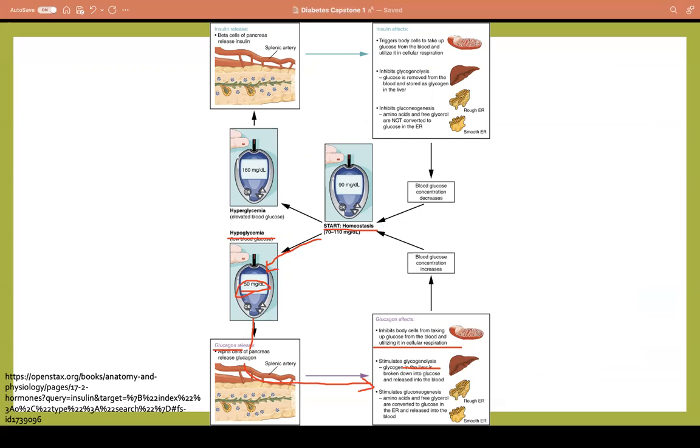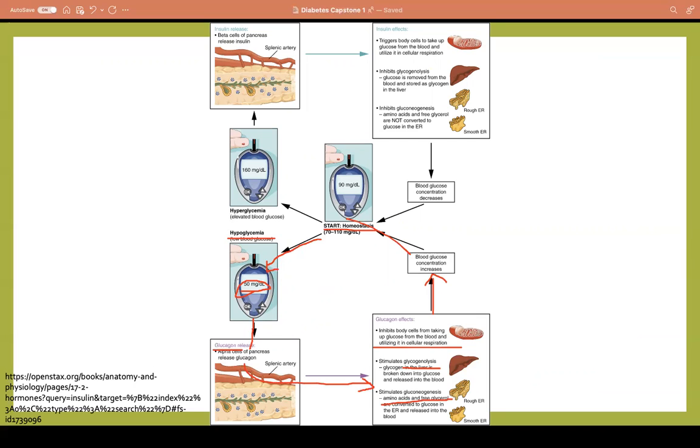And then also amino acids and free glycerol are going to be converted into glucose, and that happens in the ER and it's going to be released into the blood. This will increase the blood glucose concentration levels and ultimately get us back to homeostasis. Once the blood sugar is back to a normal state, the pancreas is going to stop releasing the glucagon so that our blood sugar doesn't continue to rise.